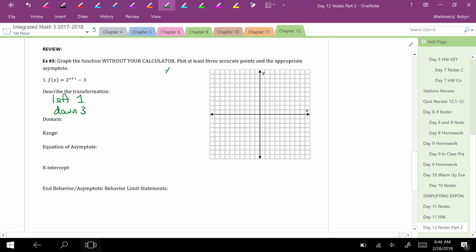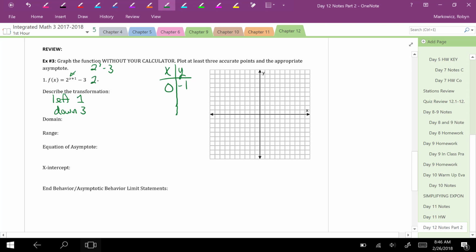So I'm going to come here and just make a quick xy table. Give me a number you would like to plug in for x. 0, okay. Let's go with 0. If we plug in 0 here for x, we get 2. What's 0 plus 1? 1 minus 3. What is 2 to the first? 2, minus 3? Negative 1. So 0, -1.